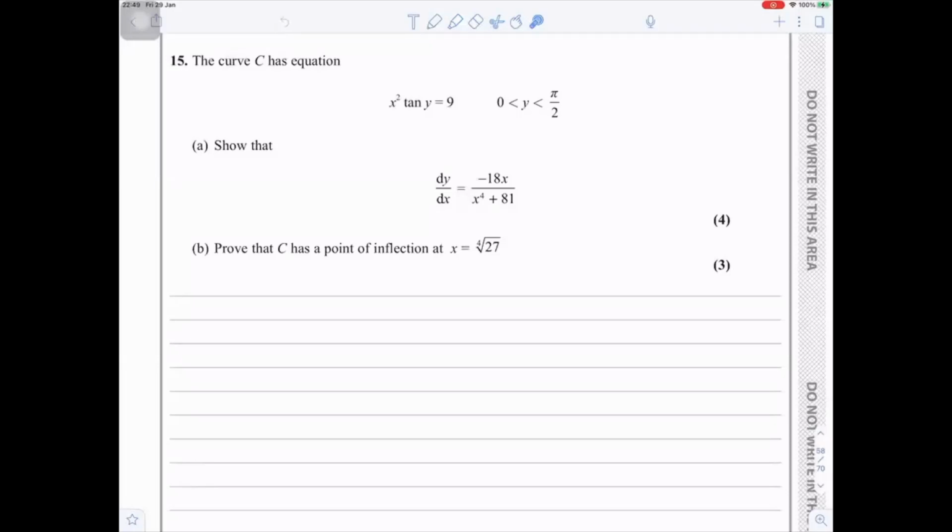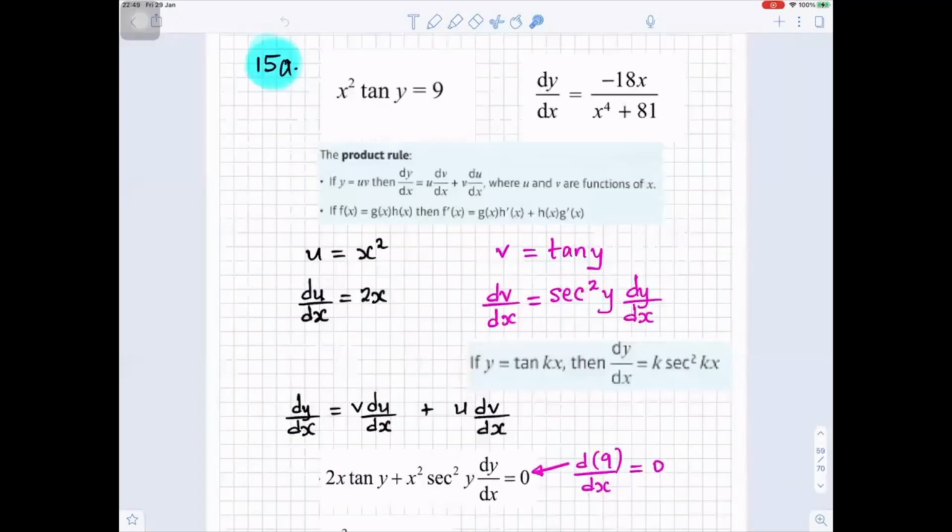Question number 15. The curve C has equation x squared tan y equals 9. Show that dy over dx equals minus 18x over x to the 4 plus 81. So I'm going to use the product rule, which says dy over dx equals u dv over dx plus v du over dx. So the first thing we do, we identify u.